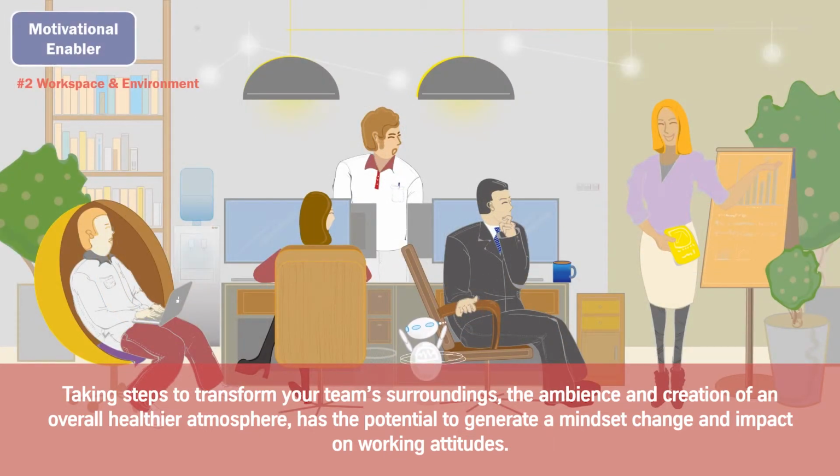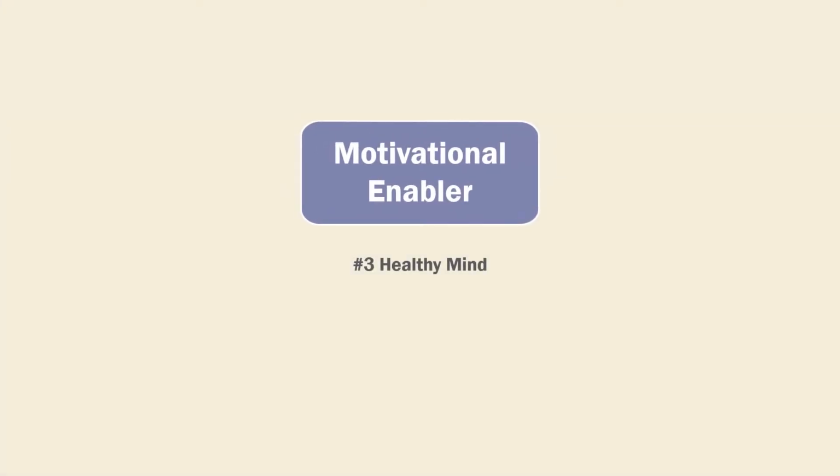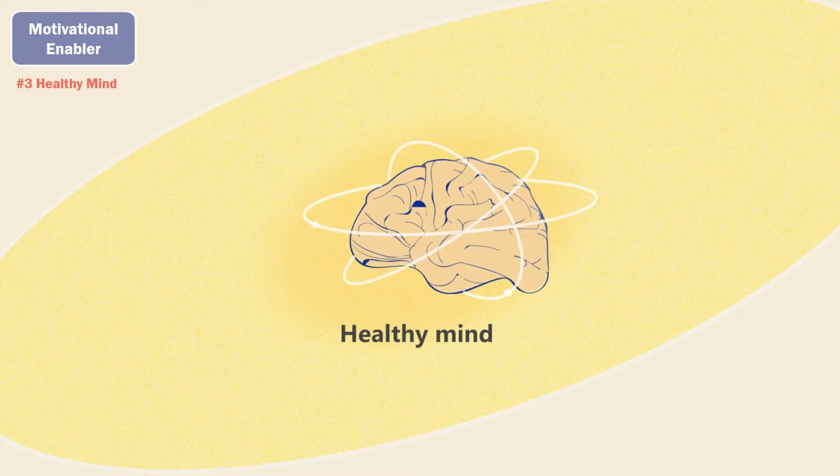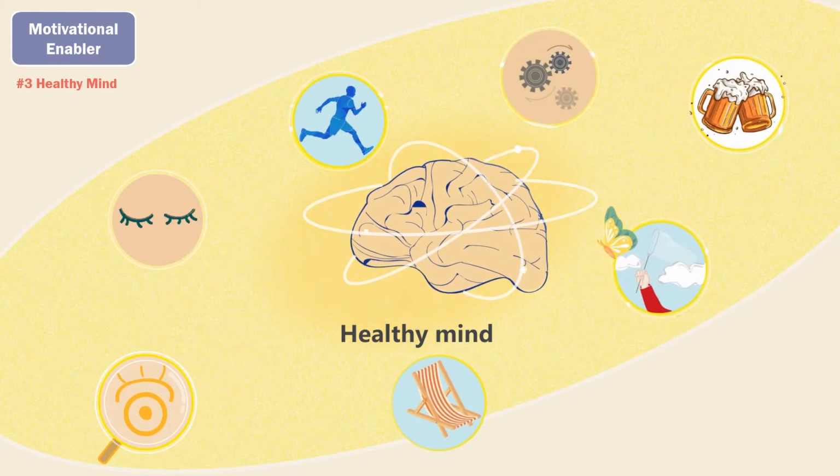The third and final motivational enabler and prerequisite to motivating is a little more challenging to ensure than the first two, as it looks at enabling a healthy mind through 7 key foundational life and work practices.